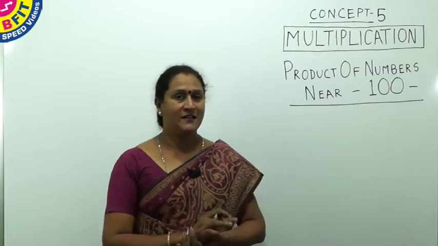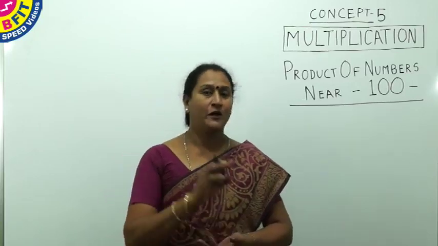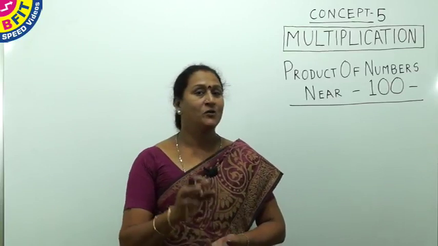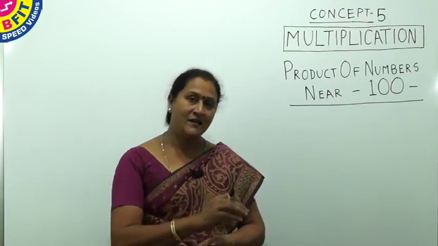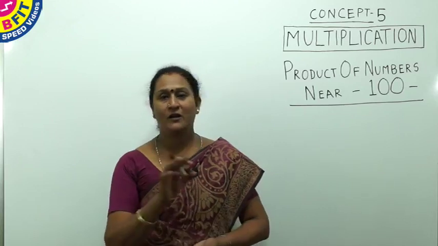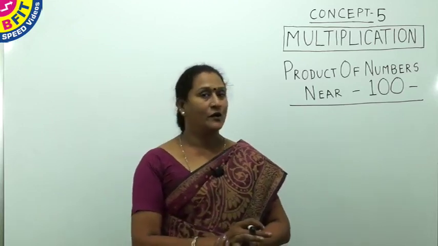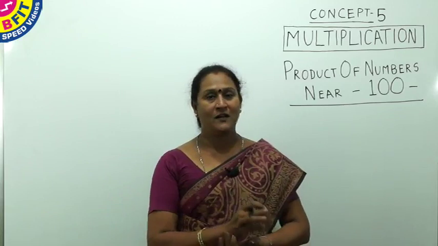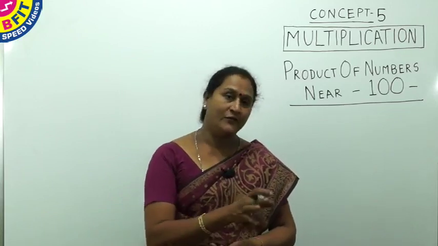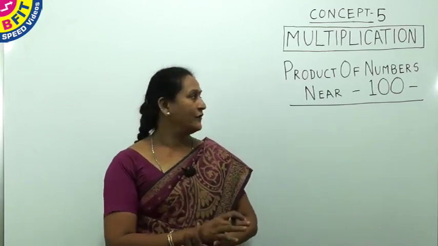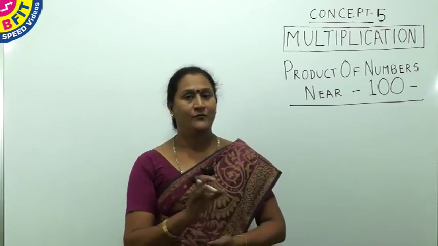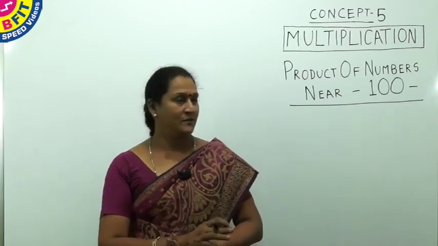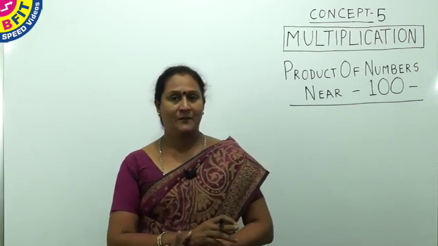So now we'll see a next example, how to find the product of numbers nearing 100. Numbers nearing 100 means numbers less than 100 or more than 100, like the product of 92 and 98, or 93 and 97, or 94 and 89, or the product of numbers more than 100, like 105 and 108. So for that, the product of such numbers. Where is this applicable?